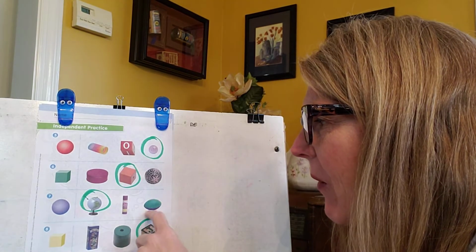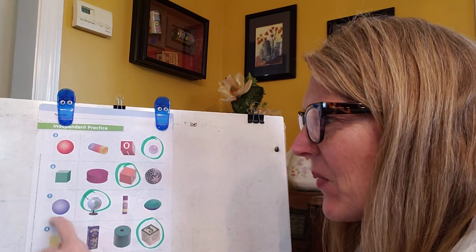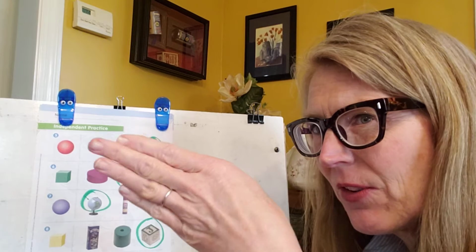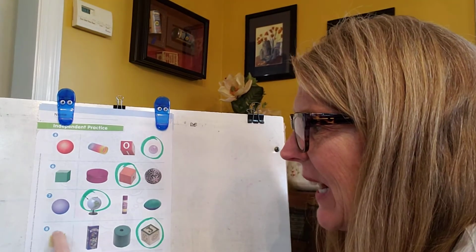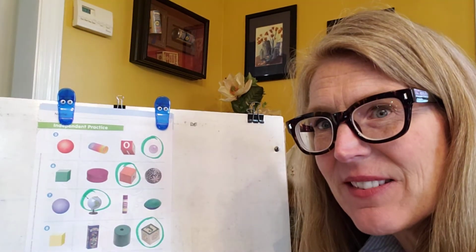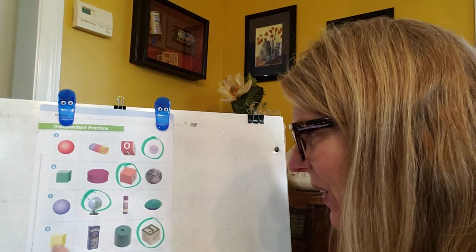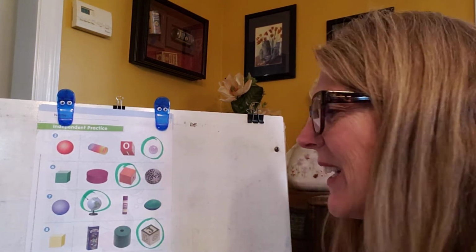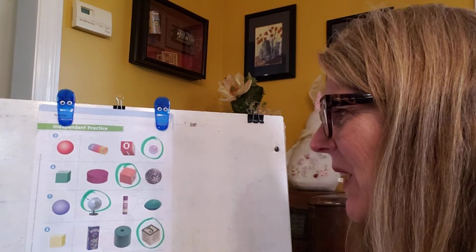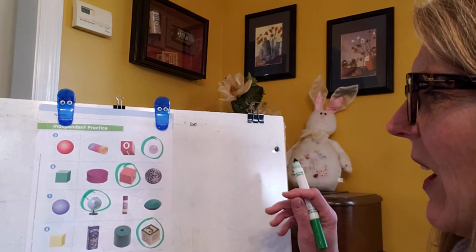Look at that football. Not really round, right? More of an oval shape. The globe on top, very good. And how about this last one? That is a cube, very good. And did you find the matching cube? Very good, right there. All right, excellent job, my friend.